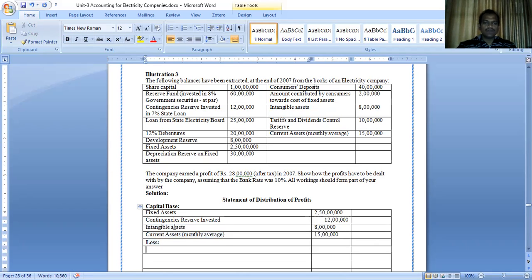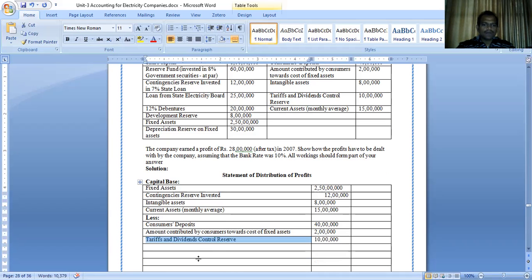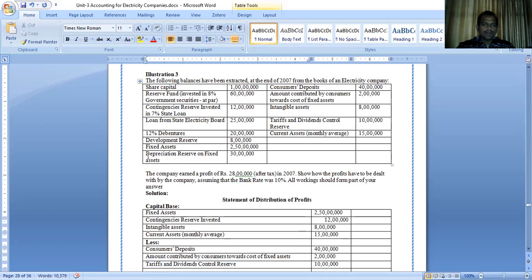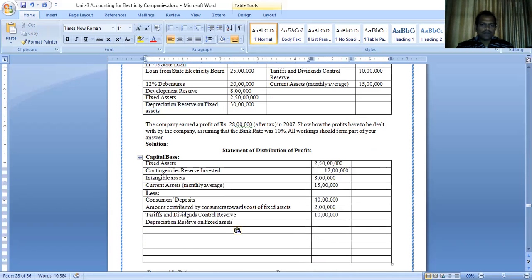Less: consumers' deposits 40 lakhs, amount contributed by the consumers 2 lakhs, tariff and dividend control reserve 10 lakhs, and depreciation reserve on fixed assets 30 lakhs.